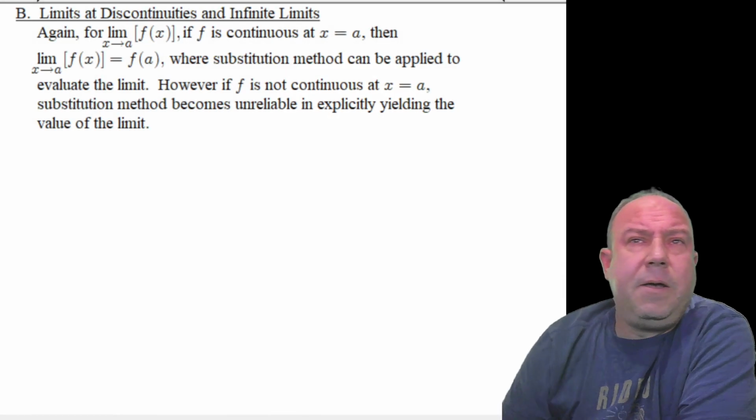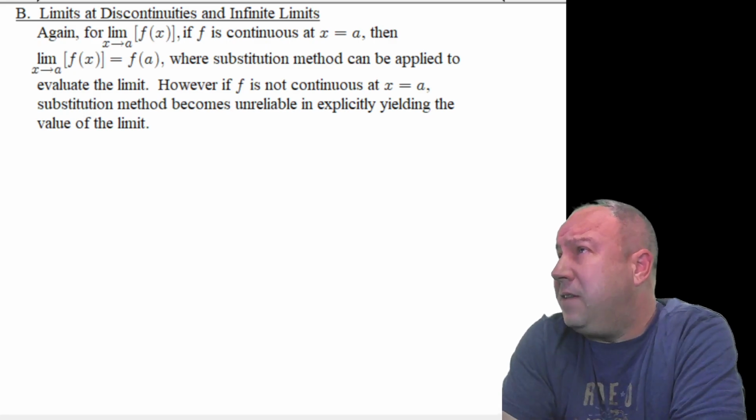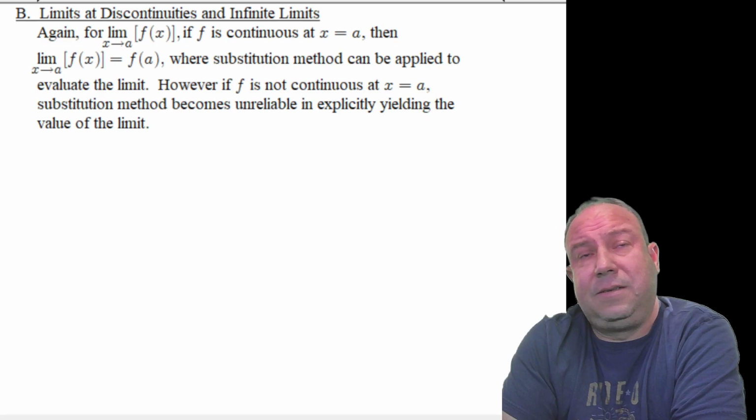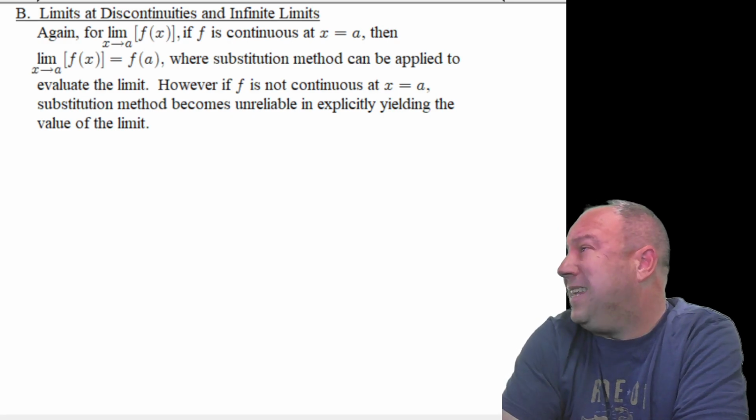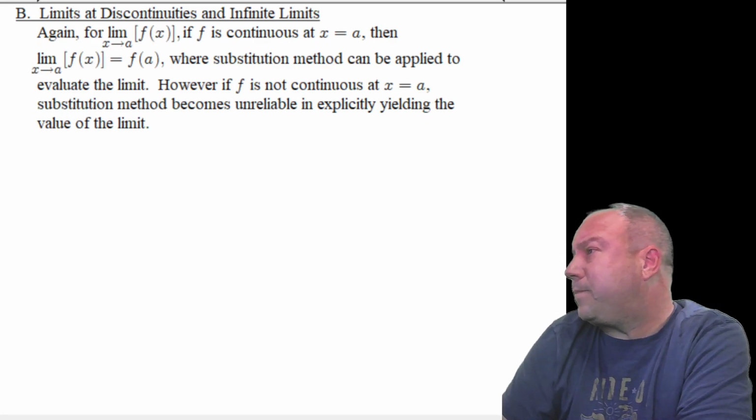All right. We're going to look at what are called limits at discontinuities and the case for infinite limits. All right. And we will define all of that in this set of notes.